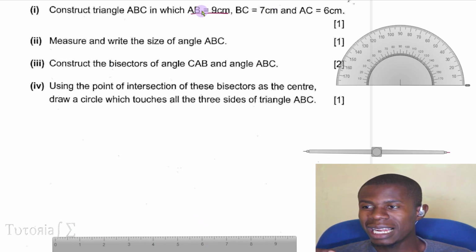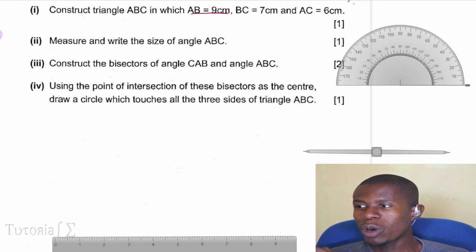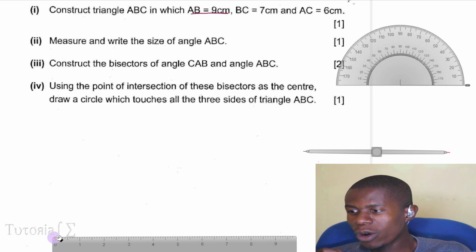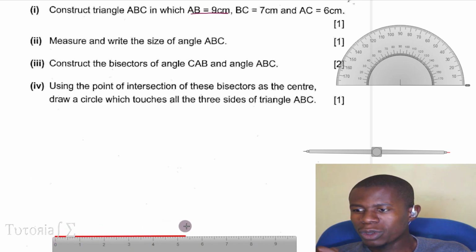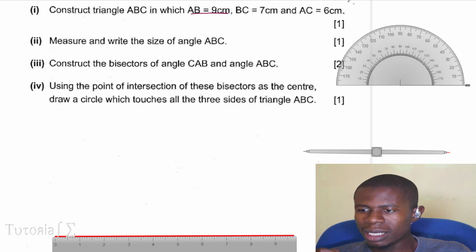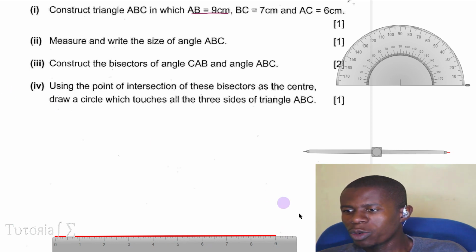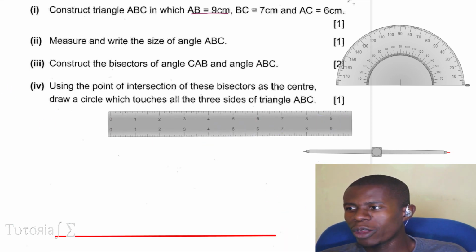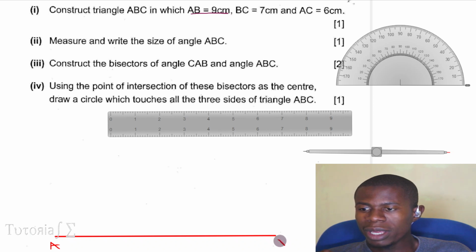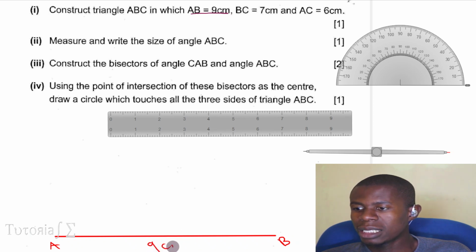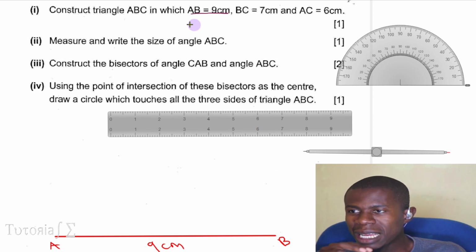So now the first length is AB, which is 9 centimeters. We'll start from zero on our ruler and draw a line up to 9 centimeters, which is somewhere there. You have to be very careful. So that is 9 centimeters. Then remove your ruler. After removing your ruler, you're going to label the points, so this starting point is your A, and this end point is your B. You also label the length, which is 9 centimeters. Okay, so we've done the first task. AB is 9 centimeters. A is the starting point, B is the end point.